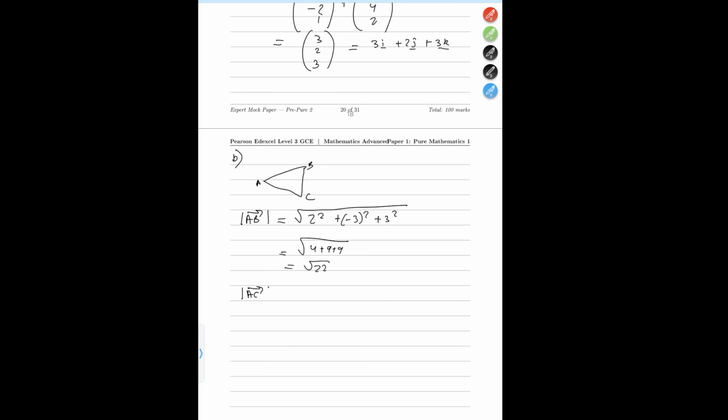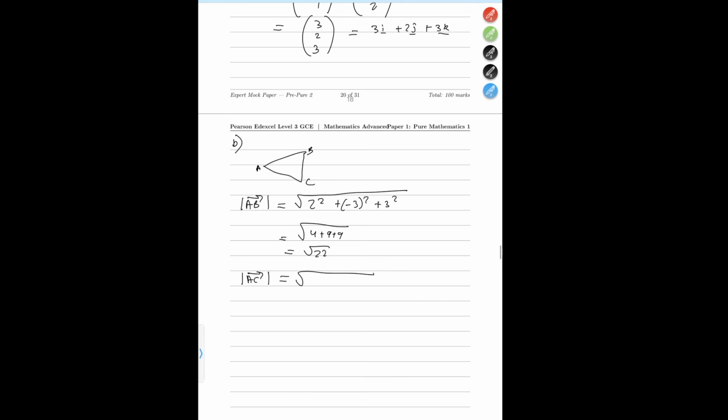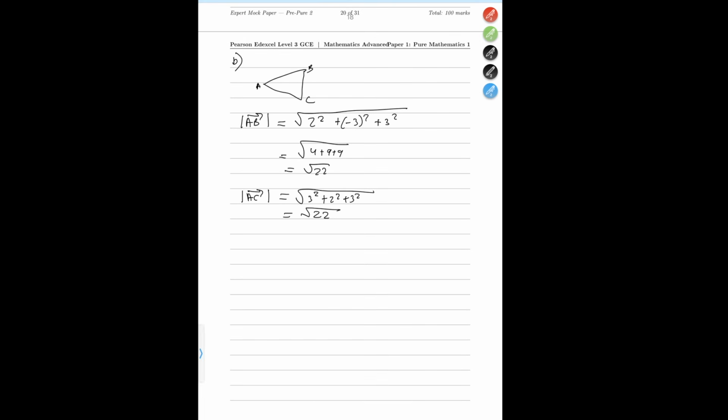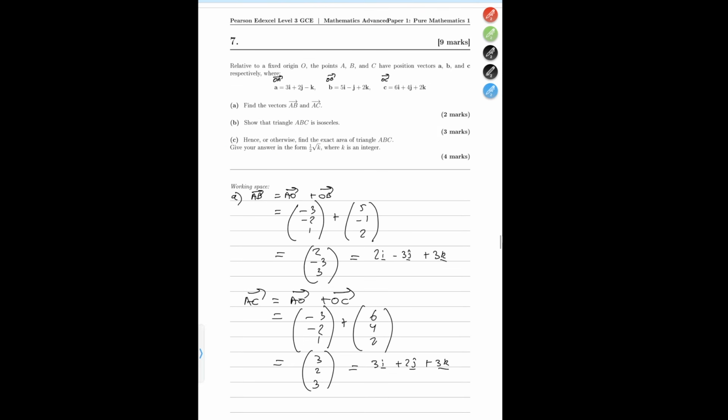Now let's do the same for AC. We can see straight away that the magnitude of the numbers is the same, because we're getting 3 squared plus 2 squared plus 3 squared, which gives us root 22. Then we have to give a conclusion saying that as AB is equal to AC is equal to root 22, the triangle is isosceles. That would be sufficient for your conclusion. That is how you would finish part B.